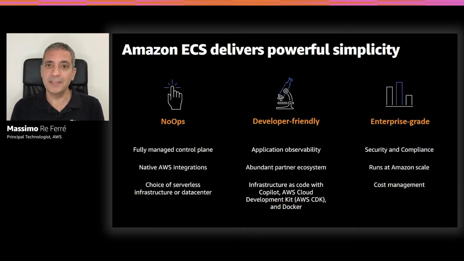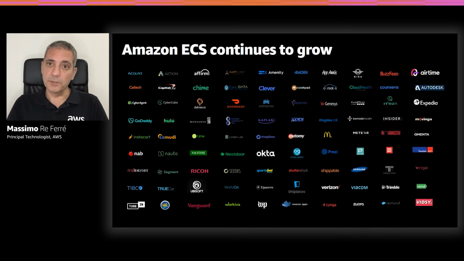Last but not least, ECS is enterprise grade. Lots of certifications, particularly for those customers working in regulated industries, for example. Amazon ECS guarantees all of that. The number of ECS customers that are using the service is also growing because of this reason. They all appreciate how simple it is to start and evolve the usage of containers on AWS using Amazon ECS.